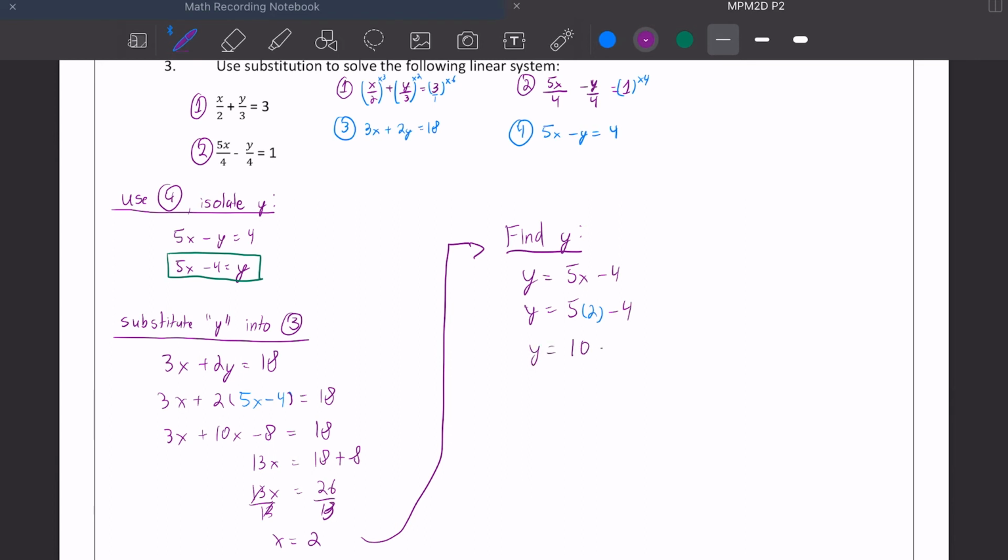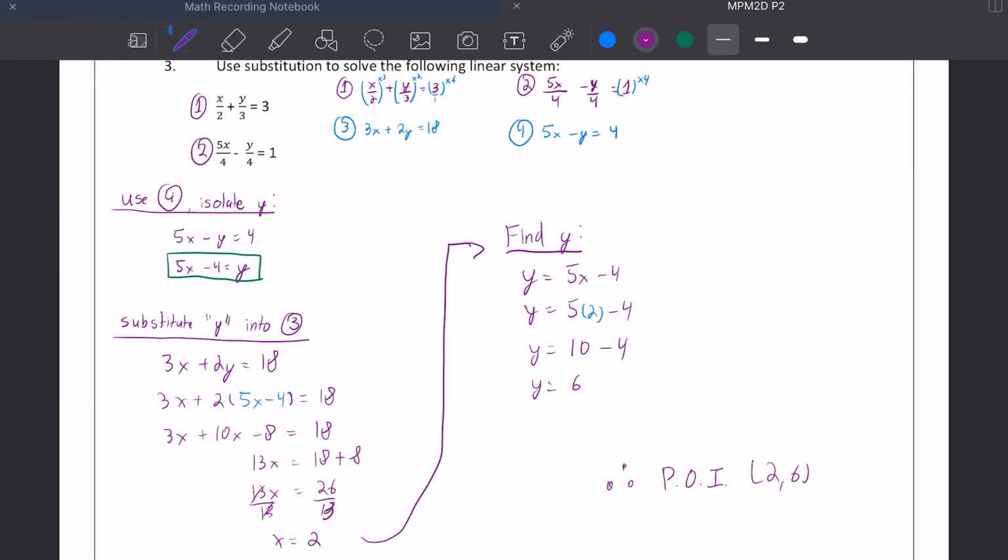5 times 2 gives us 10, minus 4. Y equals 6. So therefore, our point of intersection is (2, 6). Alrighty. Those are some normal cases. These ones aren't going to give us any problems.